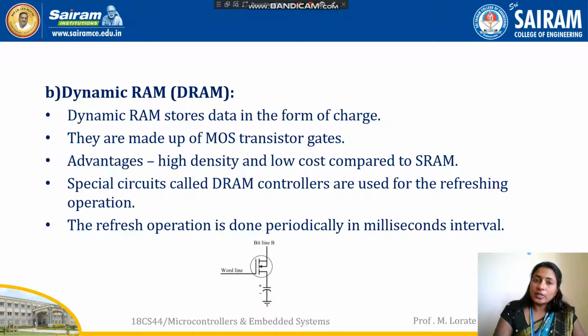For this operation, there is a circuit called the DRAM controller circuit. This circuit is used to refresh the data periodically. But this refreshing should be done at millisecond intervals. Otherwise, if we delay it, all the data will be destroyed. And now here we can see the circuit, one MOSFET and one capacitor. This MOSFET acts as a gate for the incoming and outgoing data, and the capacitor acts as the bit storage device.